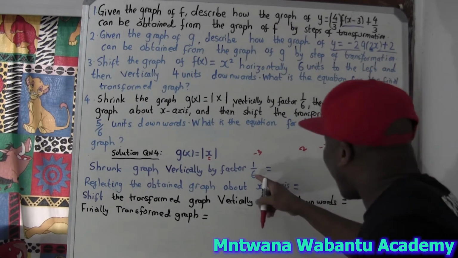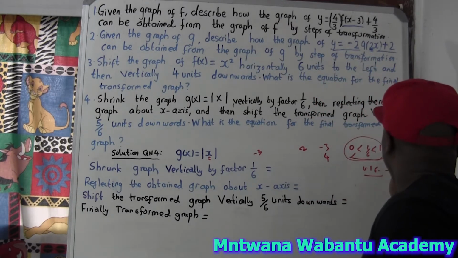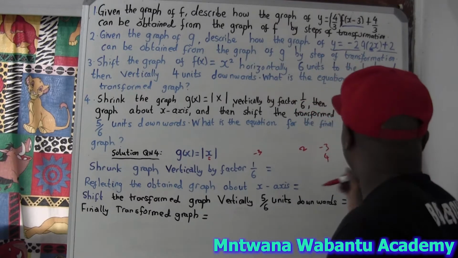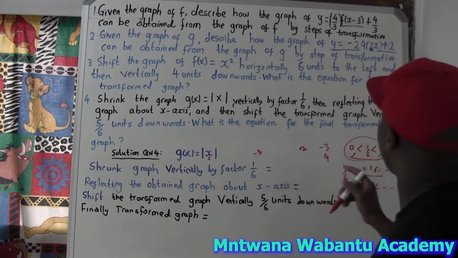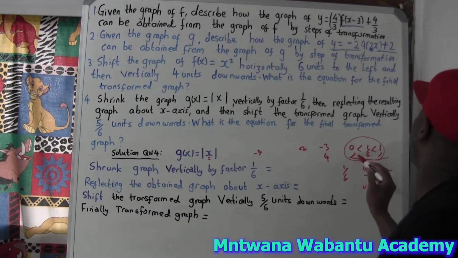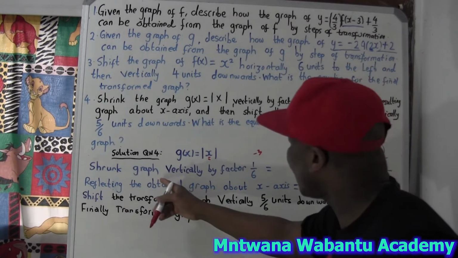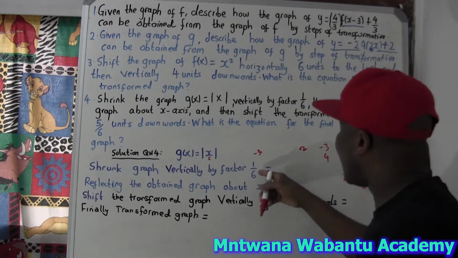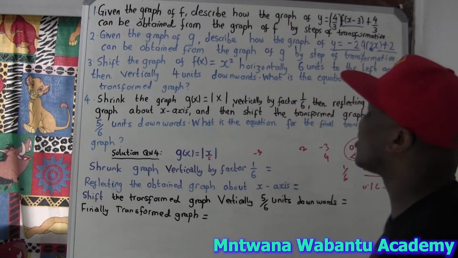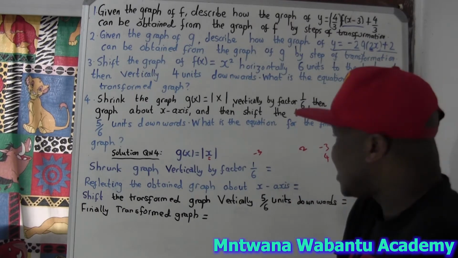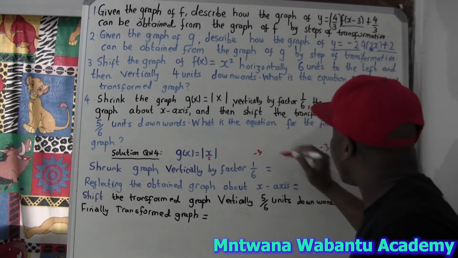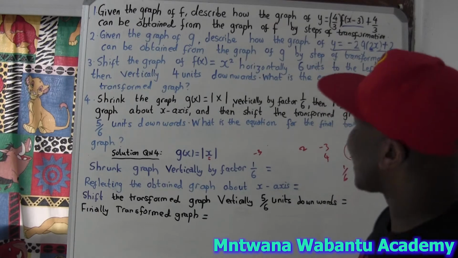So if any number like 1 over 6 is between 0 and 1, you can use a calculator: 1 over 6 gives you 0.16, whatever. So 0 point something is in between 0 and 1. That's why they say shrunk by this factor, because this number is in between. But it could have been stretched if the number is not in this range. That's not part of the question.